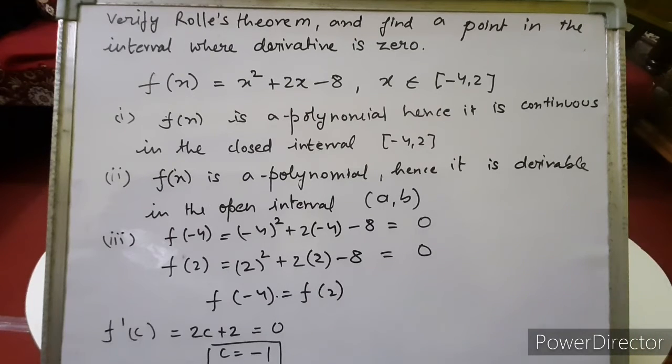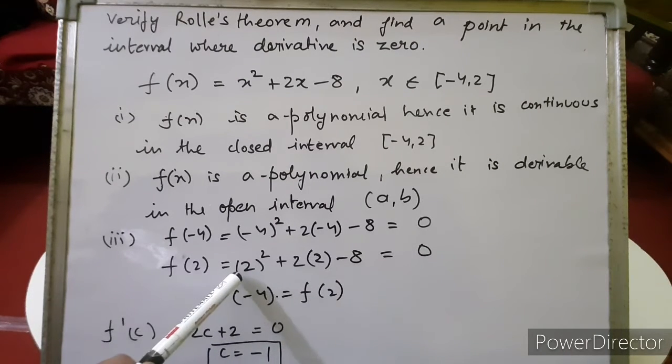Now the third condition says the value of f(a) and the value of f(b) must be equal. Here a is -4 and b is 2. So when you put f(a), that is f(-4), it will be (-4)² + 2(-4) - 8. When we solve, it will be 16 - 8 - 8, which is 0.